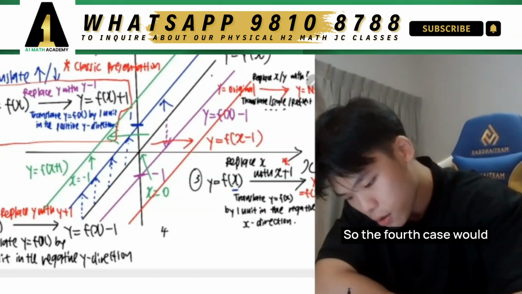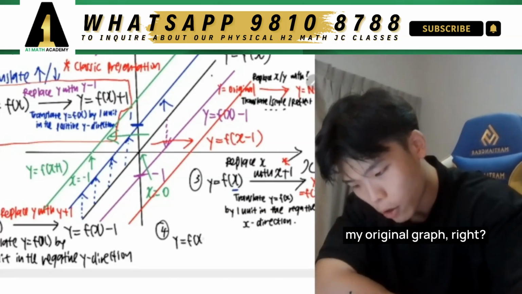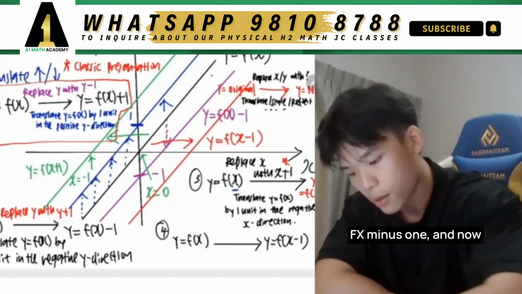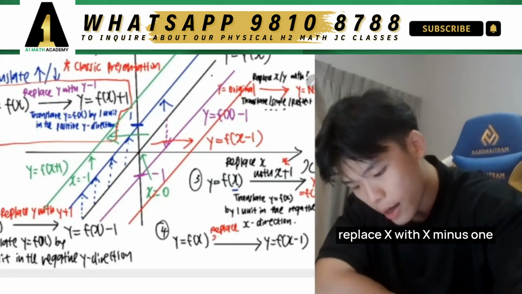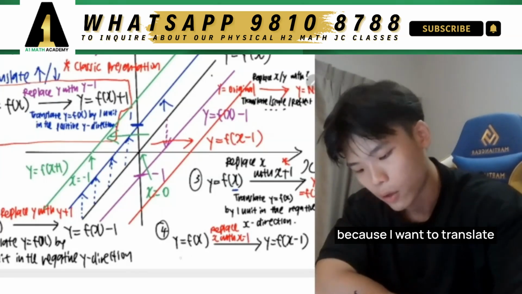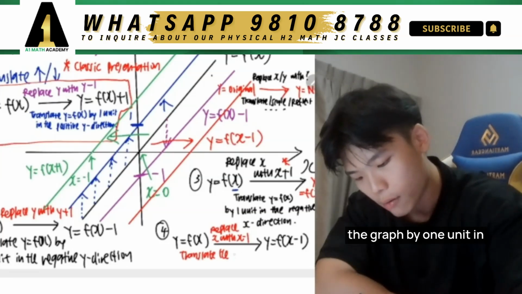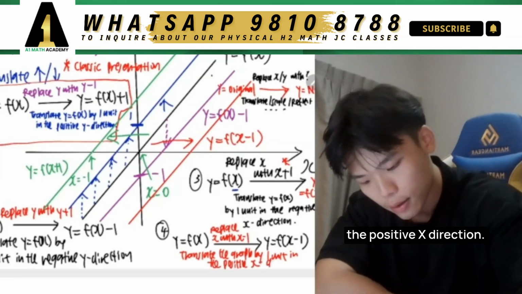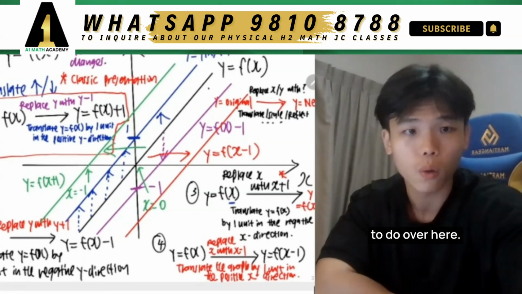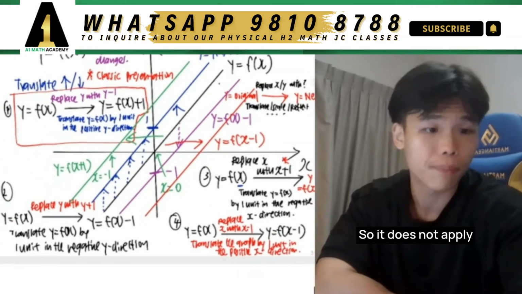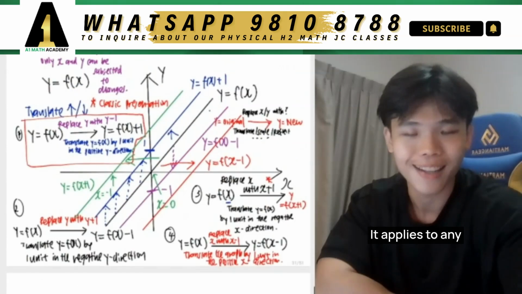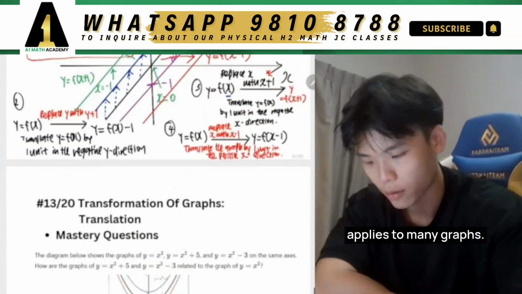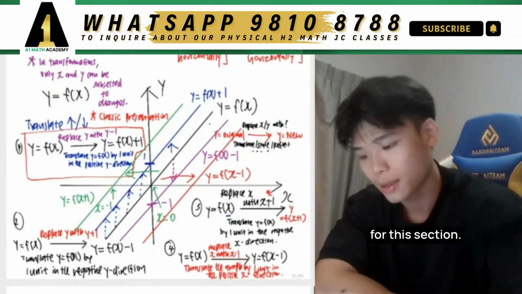So the fourth case would be y equals f(x), which is my original graph, and I change it to y equals f(x minus 1). And now the change would be replace x with x minus 1, because I want to translate the graph by 1 unit in the positive x direction. That's what I'm trying to do over here. Okay, so it does not apply to just straight lines. It applies to any graph, basically. As you will see later on when we do the question, it actually applies to many graphs. So yeah, that's it for this section.